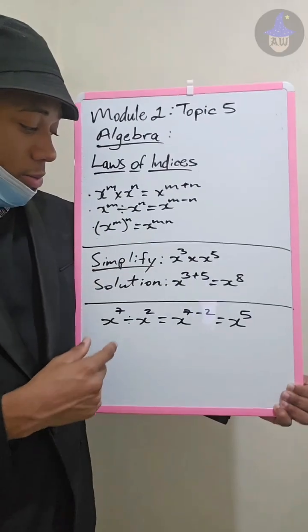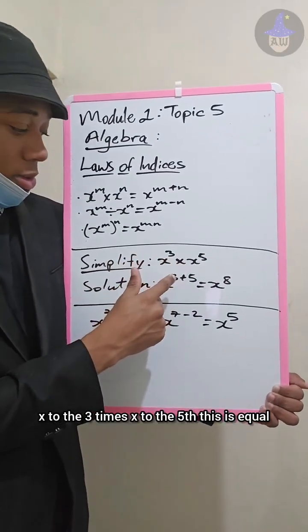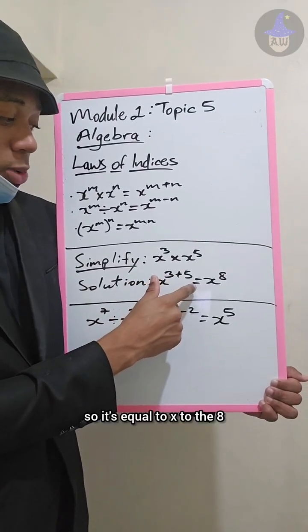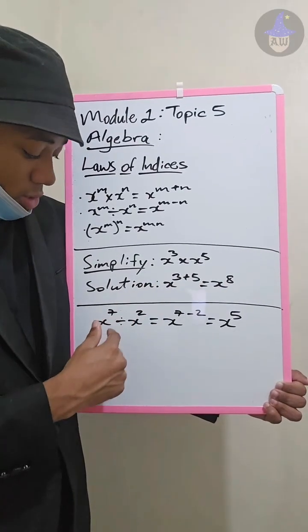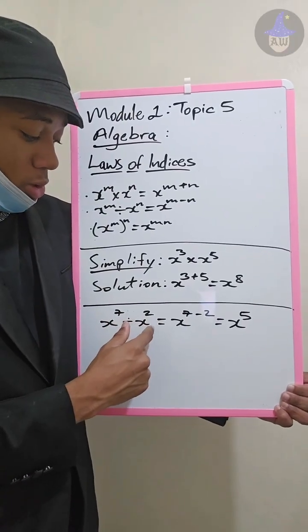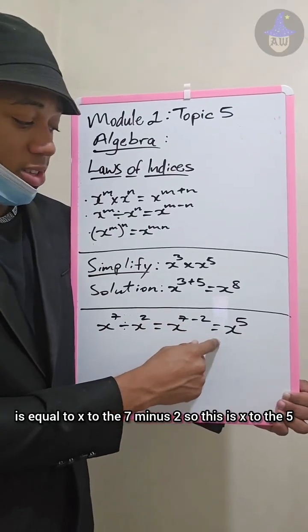Now simplify x to the 3 times x to the 5th. This is equal to x to the 3 plus 5. So it's equal to x to the 8. And now x to the 7 divided by x to the 2 is equal to x to the 7 minus 2. So this is x to the 5th.